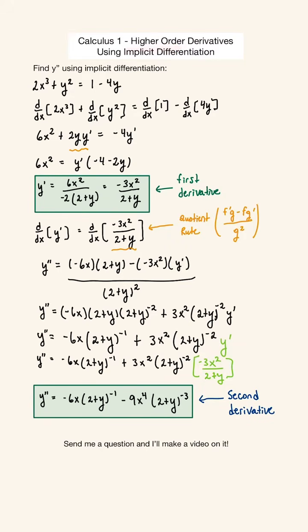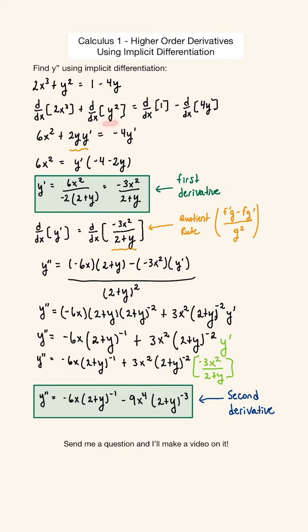Here we have another higher order implicit differentiation example problem, and we want to find y double prime of 2x cubed plus y squared, which is going to be equal to 1 minus 4y. So the first step in solving this is we want to take the derivative with respect to x of all four of these terms. And what we're going to focus on is these y terms.